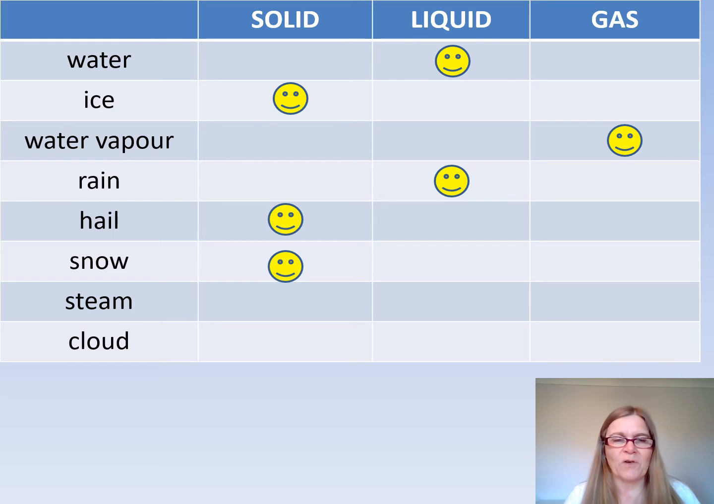Steam is another tricky one that even some adults don't know. So think carefully about it. You can see steam in the air, which means it's a liquid. Now some adults think that it's a gas because it floats in the air, but you need to understand that steam is actually water droplets that are floating in the air, so it is not a gas, it is a liquid.